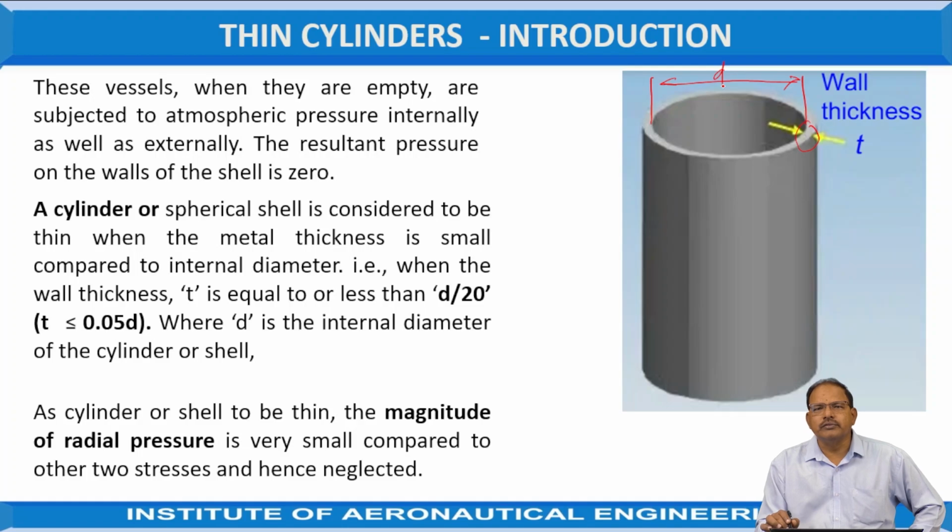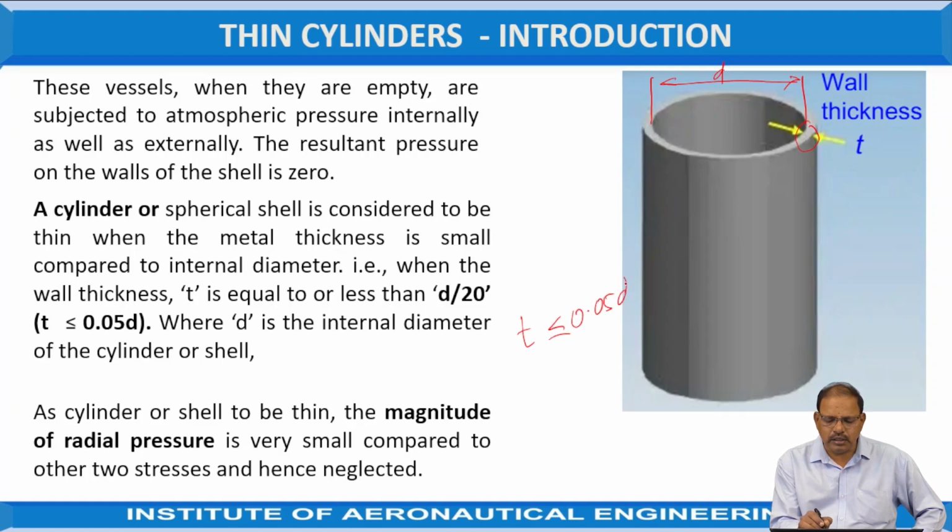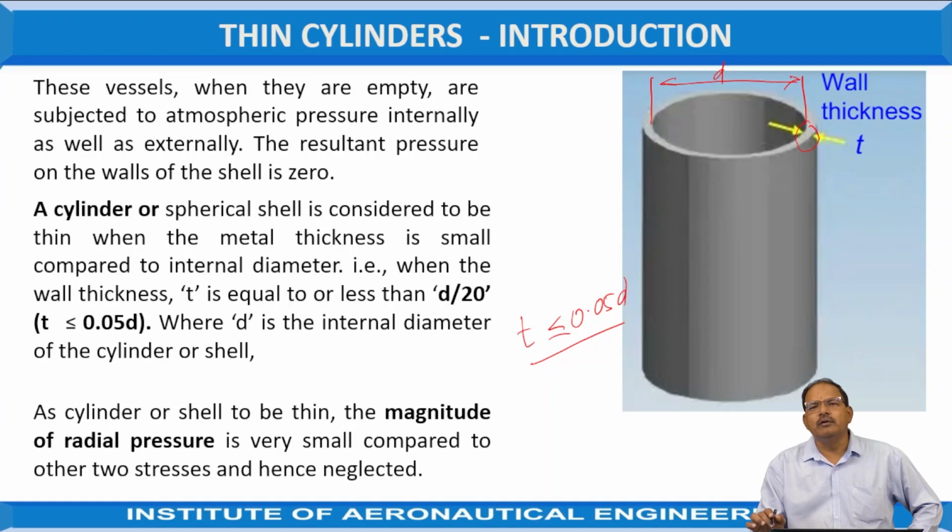Okay, according to the classification, when the thickness of the shell is equal to or less than 0.05 D, then the type of shell is called a thin shell. If it is more than 0.05 D, then it is known as a thick shell or thick cylindrical shell.